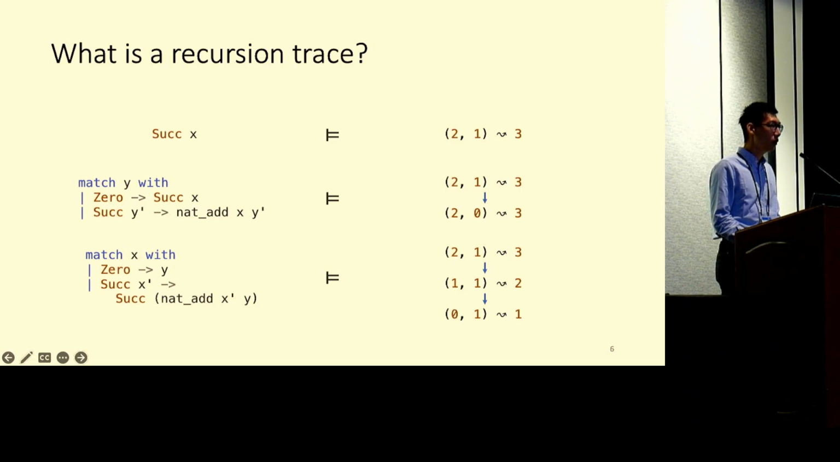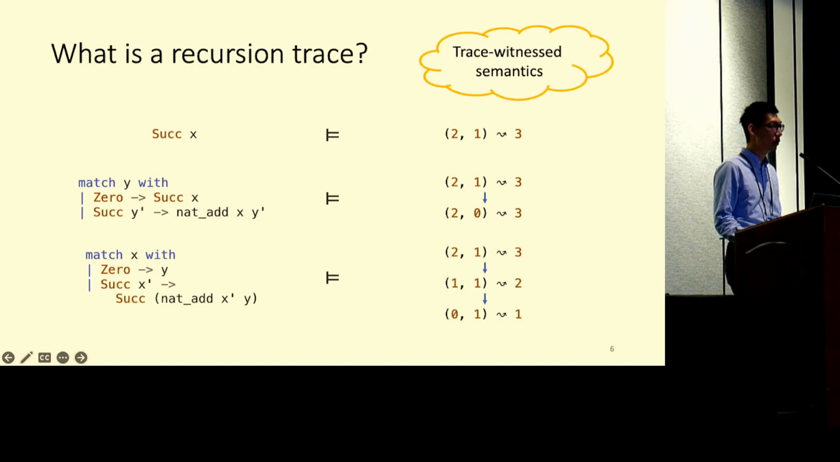Note that all instances of recursion traces here are linear for simplicity, but recursion traces are actually trees. In the paper, we formalize this concept and define so-called trace witness semantics to relate programs and traces.